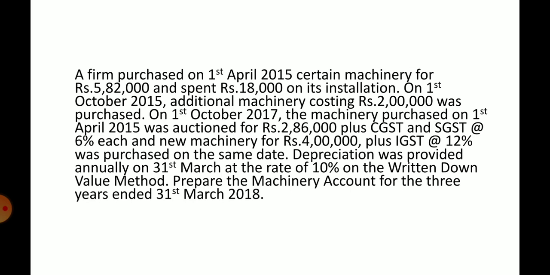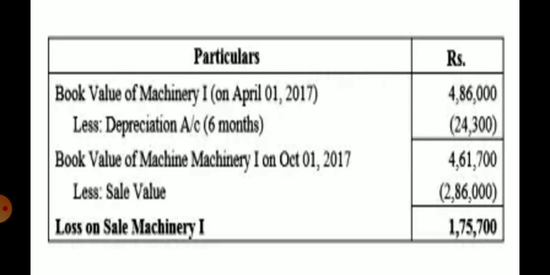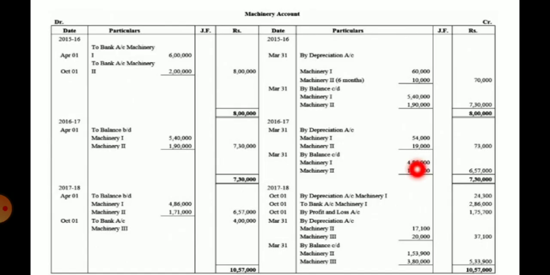Depreciation was provided annually at 10% on the written down value method. Prepare the machinery account for the 3 years ended 31st March 2018. Okay, so you have to prepare only the machinery account. Now this is the solution of it.